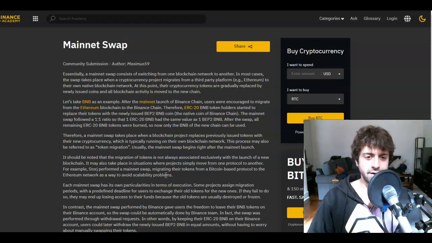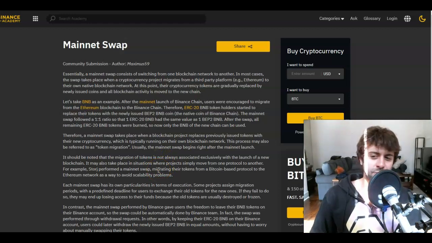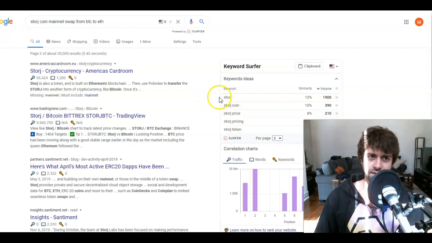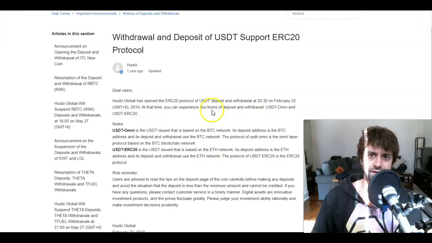Basically redeploy the contract on the new host blockchain and import everyone's snapshot data over to that blockchain. I was trying to look up some details about the Storage Coin mainnet swap. Couldn't find too much.